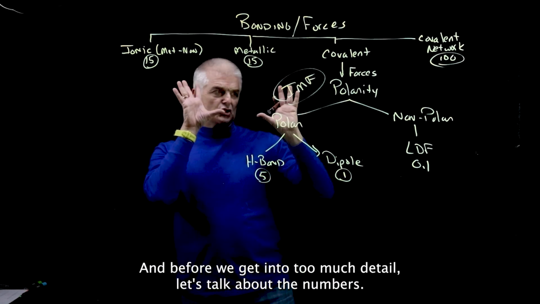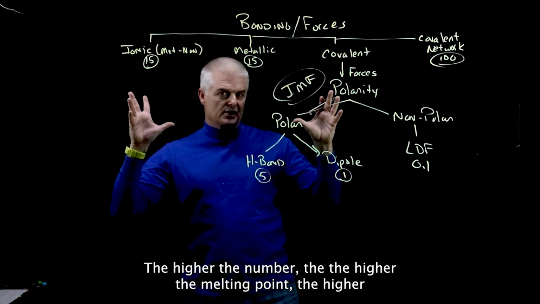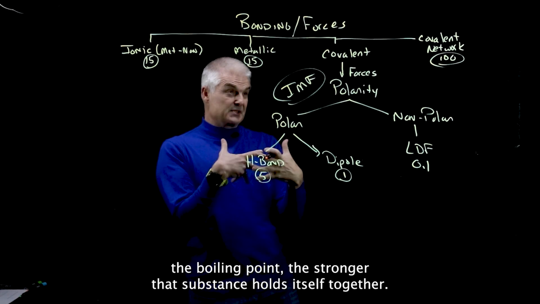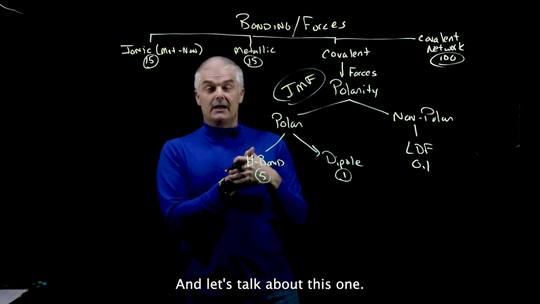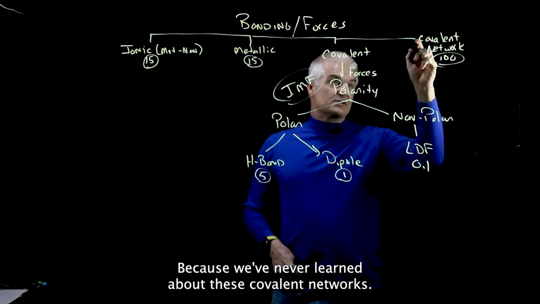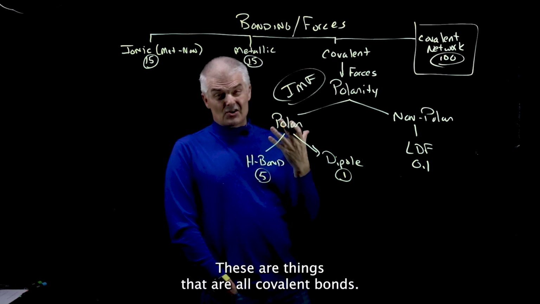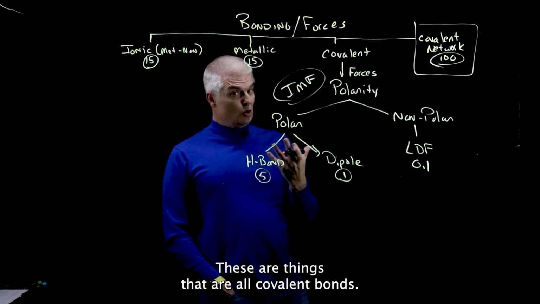And before we get into too much detail, let's talk about the numbers. The higher the number, the higher the melting point, the higher the boiling point, the stronger that substance holds itself together. And let's talk about this one because we've never learned about these. Covalent network solids are some of the coolest things in the universe. These are things that are all covalent bonds.